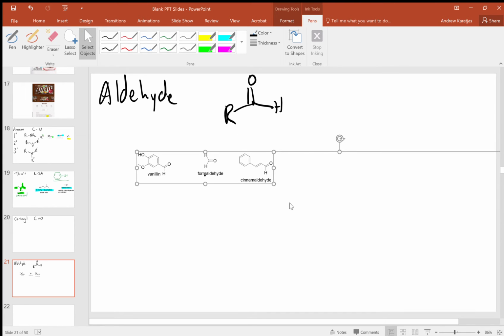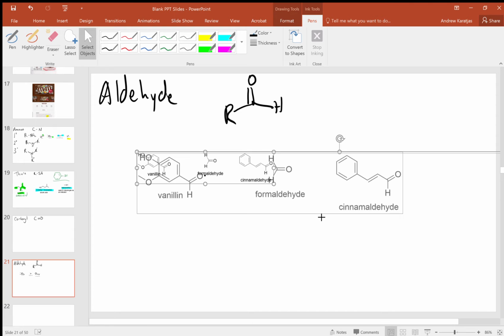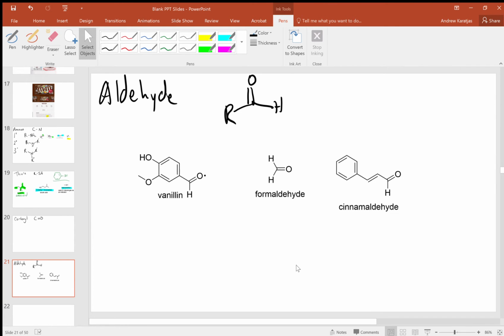And here are some examples of those. On either end we have some fairly pleasant compounds to work with: vanillin and cinnamaldehyde. And in the middle you can see the simplest possible aldehyde that we have, formaldehyde, which, if you've ever worked with any sort of preserved biological specimens, is oftentimes what they're stored in to preserve them.